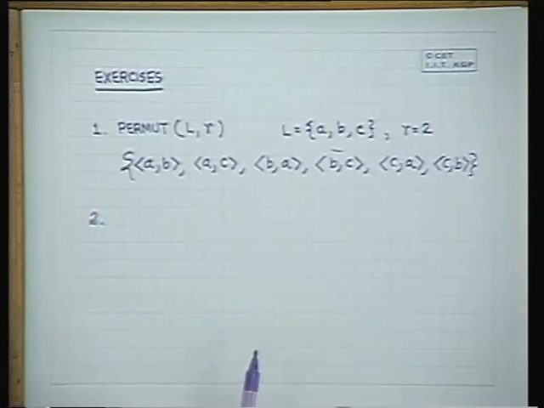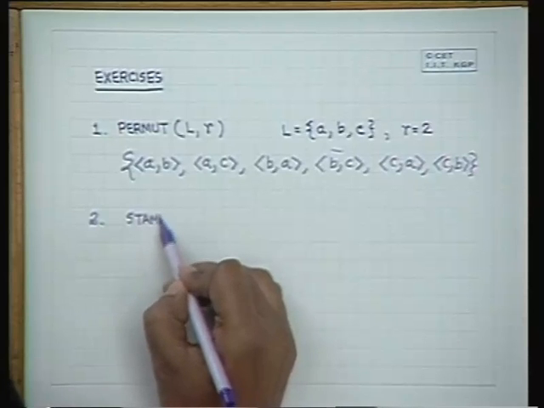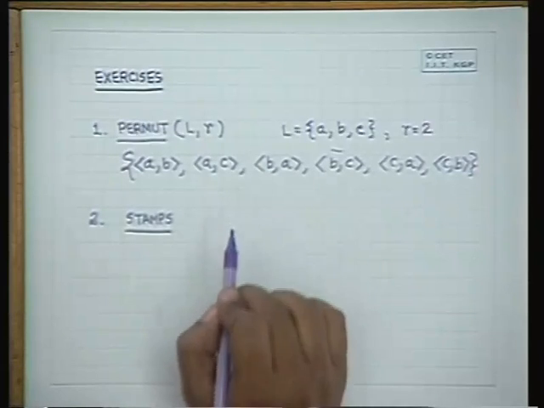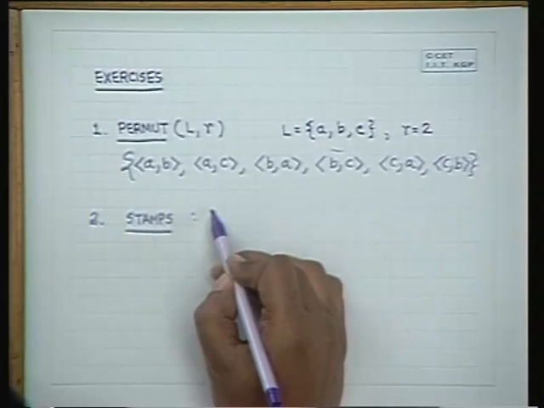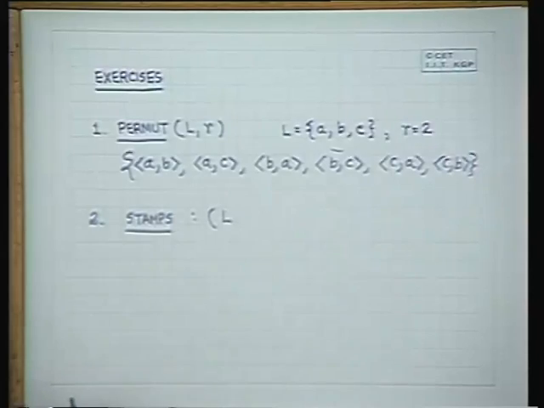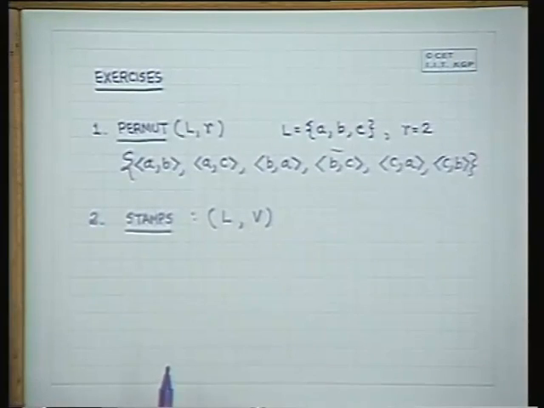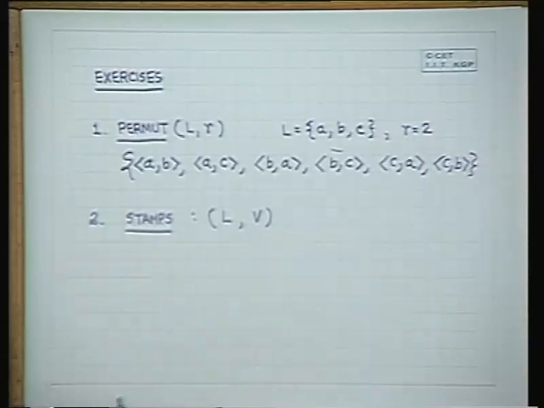The second problem, let us call it the stamps problem. You are given a set of stamps. Stamps means you are given a set of values of stamps. All right. So you are given a set of stamp values L, and you are given a value V. All right. Now you are to find out a set of stamps which make exactly the value V.